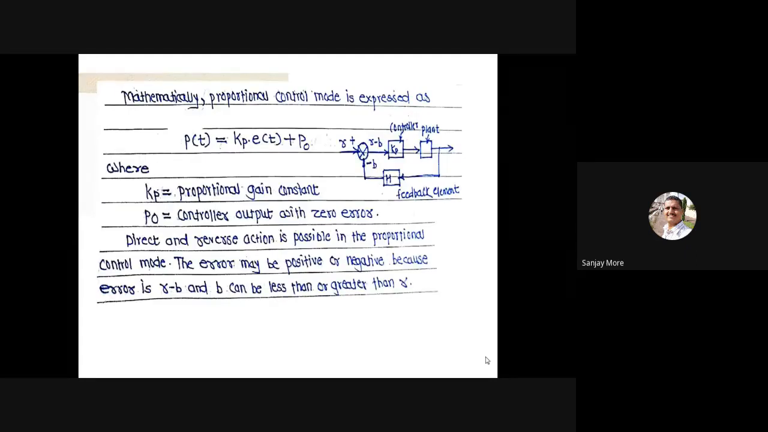Write down the mathematical expression of proportional control. P of t is equal to Kp into E of t plus P0, where Kp is equal to the proportional gain constant and P0 is equal to the controller output with zero error.